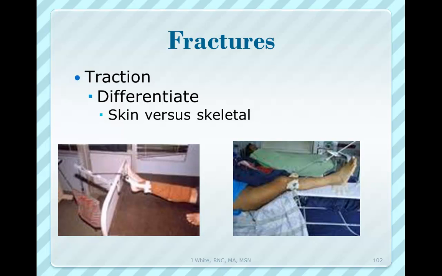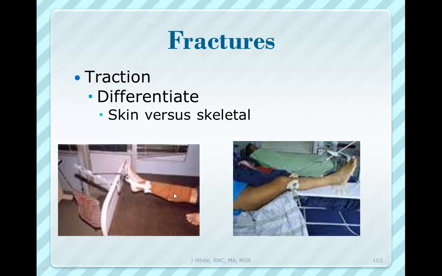So that's traction versus counter-traction. Also, you need to think about skin versus skeletal traction. Skin traction involves fast tracks, and that's what these things are called, that wrap around the foot and go all the way up the leg. And you notice that the traction is attached to that fast track. They actually are glued to the legs, and then we use a bandage around it to keep it intact.